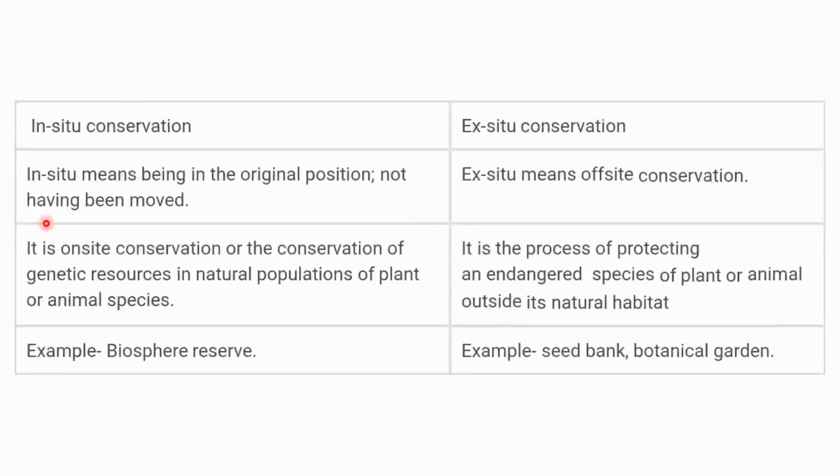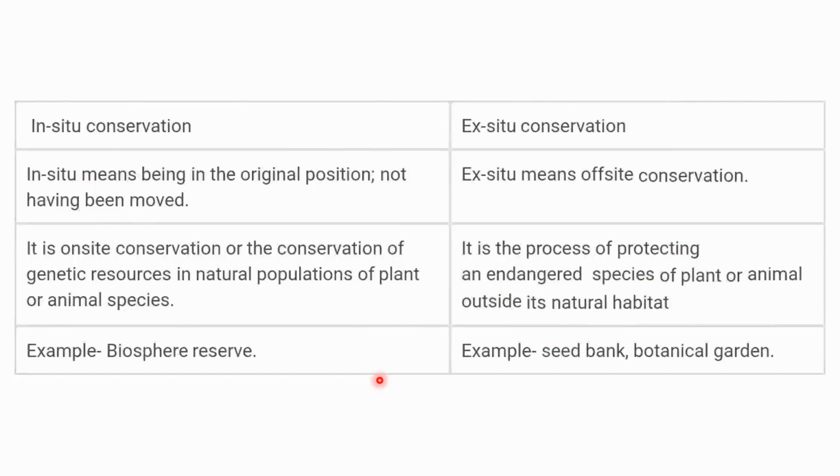In situ conservation means being in the original position, not having been moved, while ex situ means off-site conservation, where we move the species that we are trying to maintain or increase in number. In situ is an on-site conservation, the conservation of genetic resources in natural populations of plants or animal species. Ex situ is the process of protecting an endangered species of plants or animals outside its natural habitat. The example for in situ conservation includes the biosphere reserves, while ex situ conservation includes seed banks and botanical gardens.